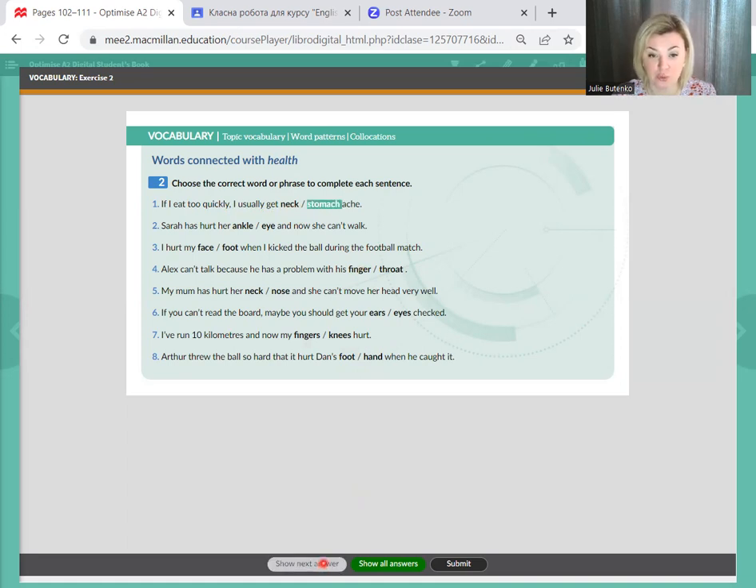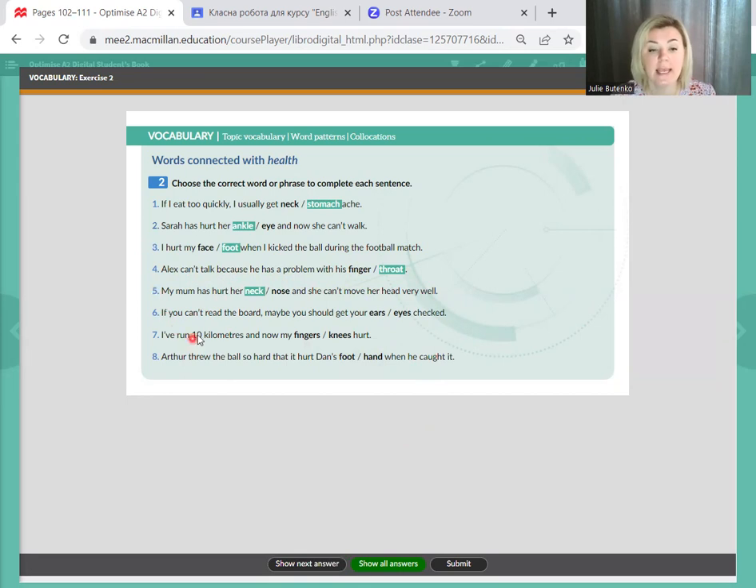Stomach ache. Look at this word. Ache. Number two. Sarah has hurt her ankle or eye and now she can't walk. Ankle. Three. I hurt my face or foot when I kicked the ball during the football match. Foot. Alex can't talk because he has a problem with his finger or throat. Throat. Five. My mom has hurt her neck or nose and she can't move her head very well.